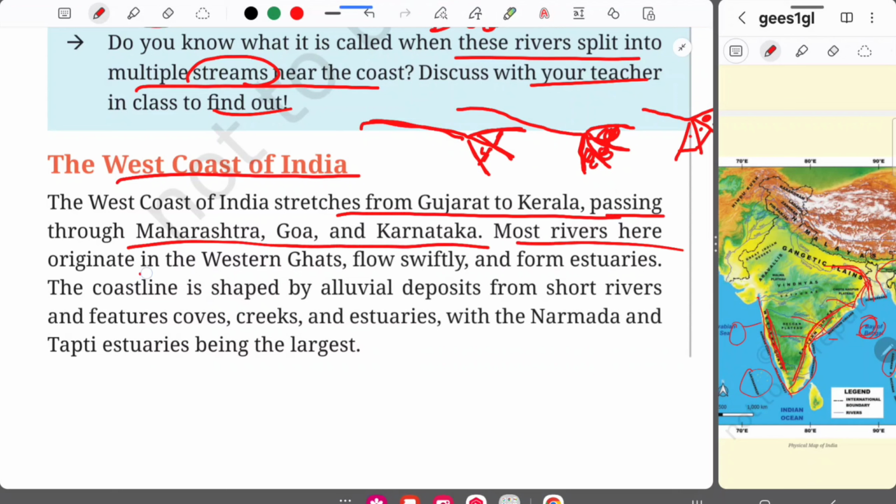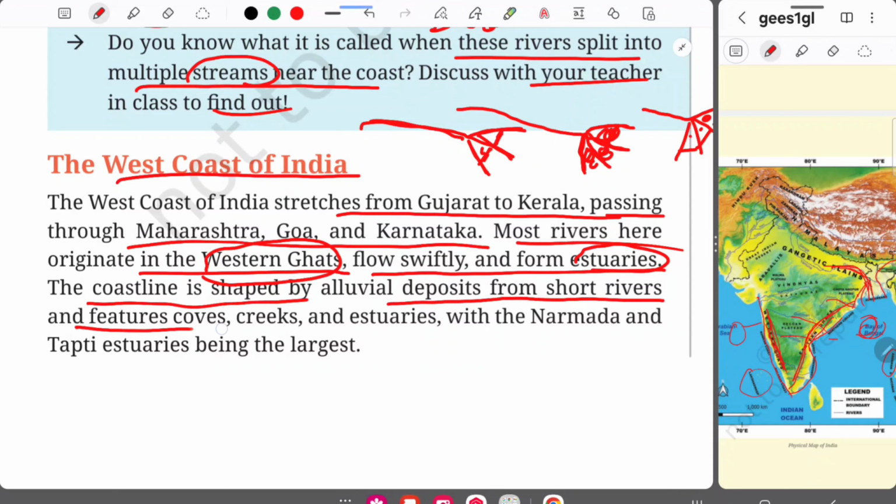Most rivers here originate in the Western Ghats, flow swiftly and form estuaries. Most of the rivers here originate from the Western Ghats ranges, and they flow swiftly and form estuaries. And what is an estuary? We'll again understand about this. The coastline is shaped by alluvial deposits from short rivers and features creeks and estuaries, with the Narmada and Tapti estuaries being the largest.